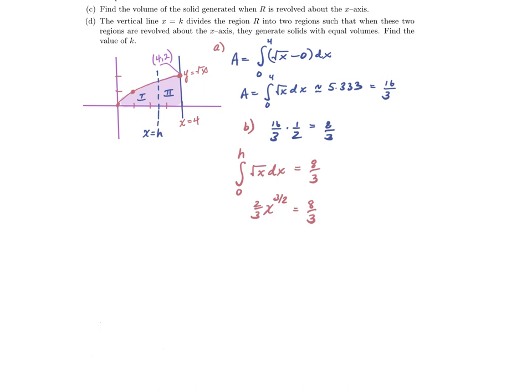I'm going to plug in my upper bound minus my lower bound. Now the lower bound is 0, so we're just really going to plug in the h. So it's going to be 2/3 h to the 3/2 power equals 8/3. Hopefully you're okay with that, because if we subtracted 2/3 times 0 to the 3/2, we're just going to get 0. So I'm going to multiply this by 3 over 2. We get h to the 3/2 equals, this will cancel, 4. And then I'm going to raise this to the 2/3 power. So we get h equals 4 raised to the 2/3 power.